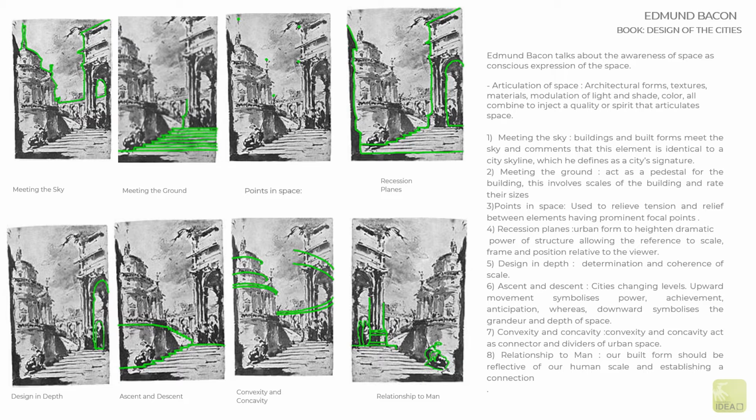Our sixth author is Edmund Bacon. In his book Design of Cities, Edmund Bacon talks about the interrelation of masses and space and awareness of space as a conscious expression. He says a form is determined by the multiplicity of decisions made by the people who live in it. Articulation of space is to produce a definite space experience in relation to previous and anticipated space experiences. Architectural form, textures, materials, modulation of light and shade, and color all inject a quality or spirit that articulates space. He quotes, the more density, the more walkability, more energy, more opportunities, more jobs. That's my starting point of a successful city.